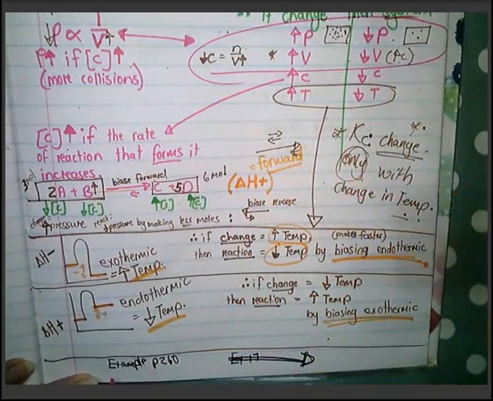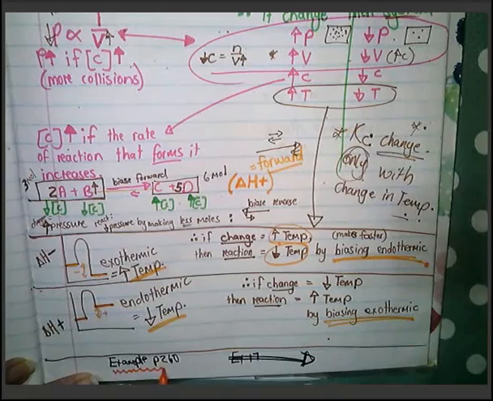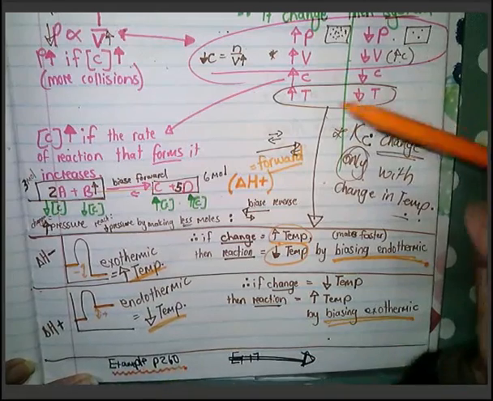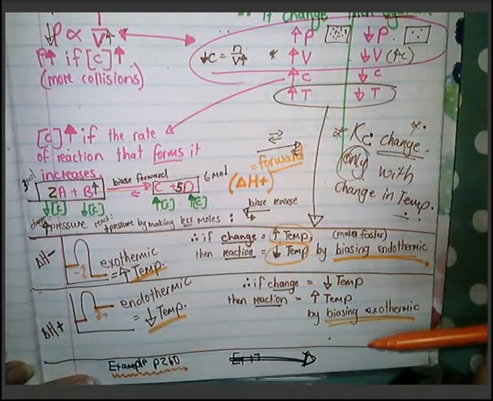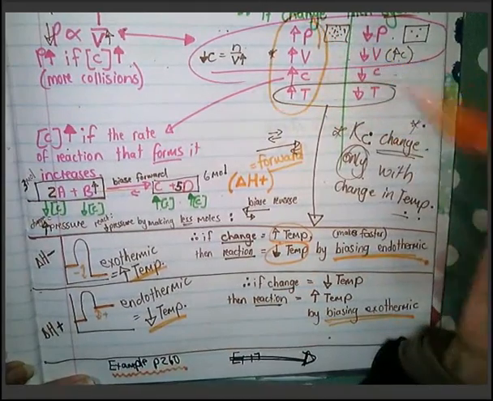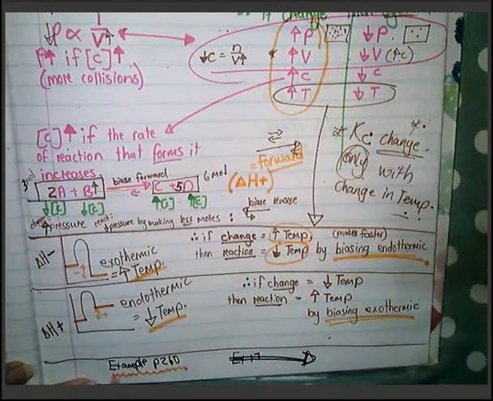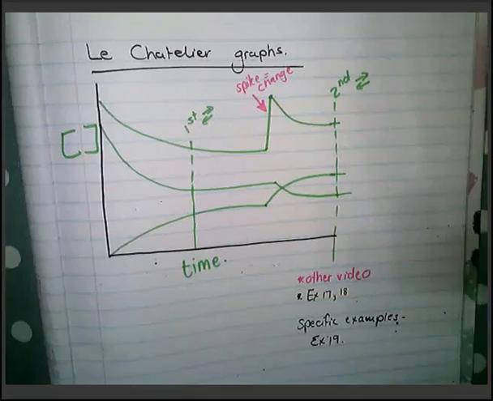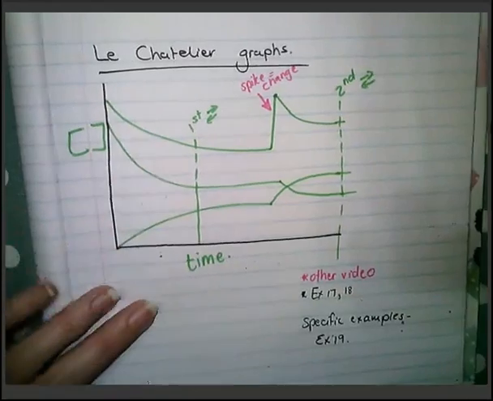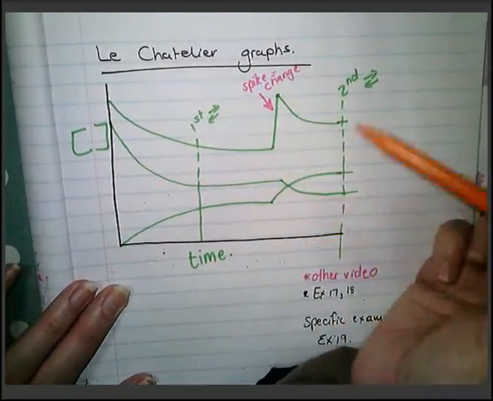So now, please look at the examples on page 260 to make sure you understand how the system will react in any one of these changes. Okay, so make sure you understand that first before you go on. Don't do the exercise yet, just look at the examples and make sure you understand them. Now that you understand how the system will react with each change, you need to understand how the graphs work for this, the Le Chatelier graphs.